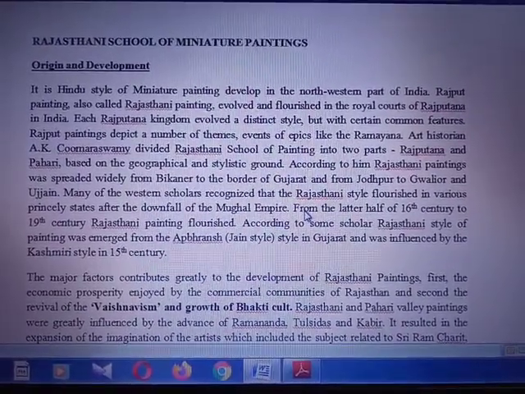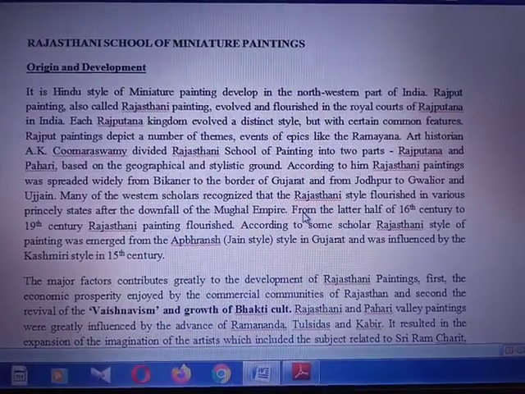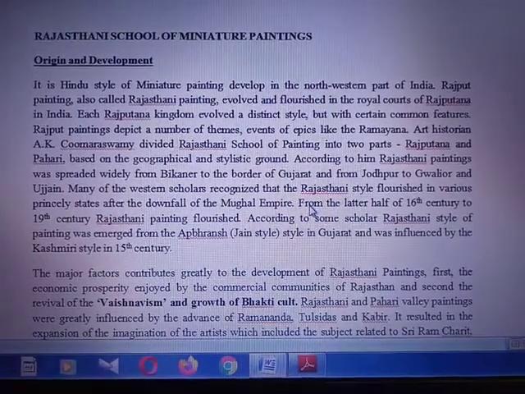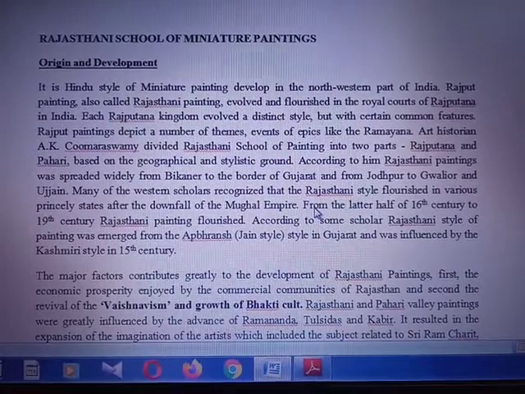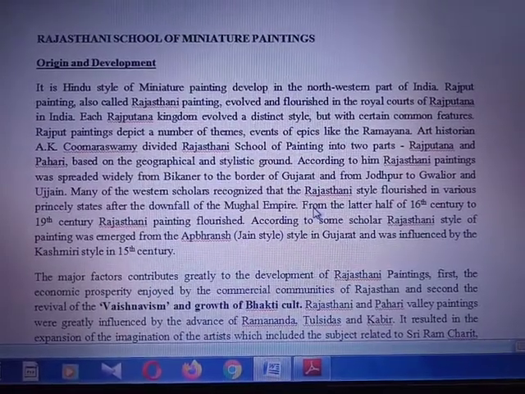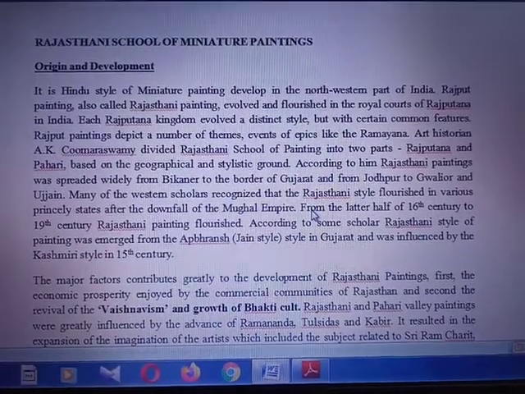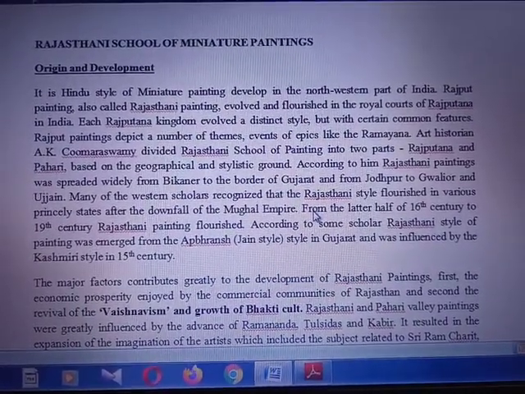In this video, you will learn the origin and development of the Rajasthani School of Miniature Painting, its main features, and the major schools of Rajasthani miniature painting. So let's start our discussion. Rajasthani School of Miniature Painting, Origin and Development.